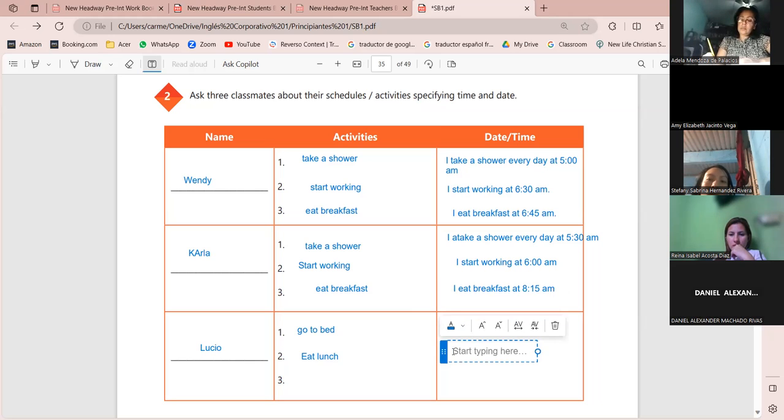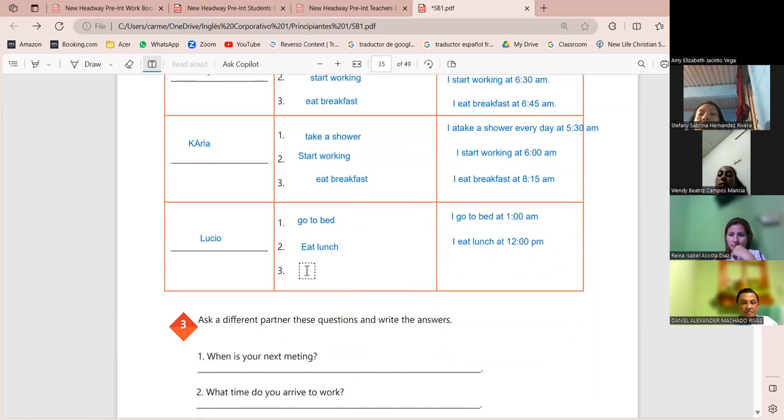What time do you eat lunch? I eat lunch at 11 o'clock p.m. Lunch? No, 12. I eat lunch at 12 o'clock p.m. All right. Very good. And the last activity. A ver, una actividad. Inventemos alguna.